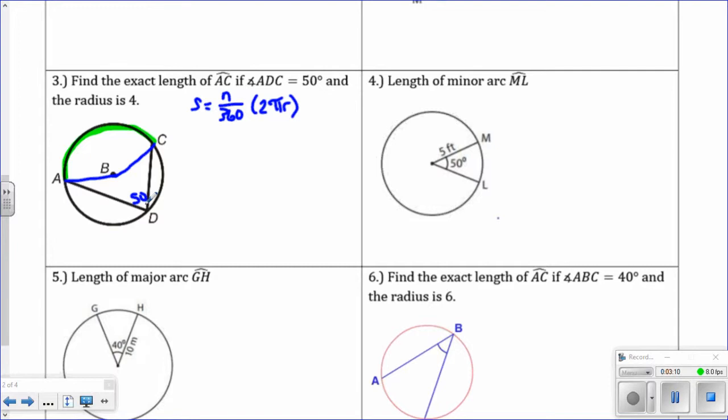Well, 50 degrees is an inscribed angle. An inscribed angle is half of the intercepted arc. So that means the intercepted arc is 100. And the measure of a central angle is the same as the intercepted arc. So the central angle turns out to be 100 degrees. So n is 100. The radius, it told us, was 4. And again, it says find the exact length of the arc, so you do not type the pi in the calculator. And it comes out to be 2.2 repeating pi.